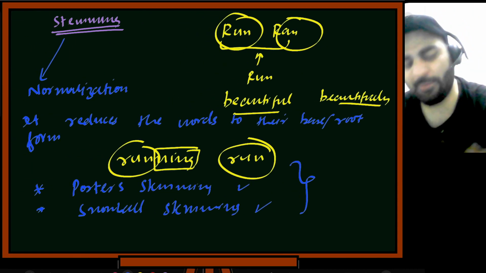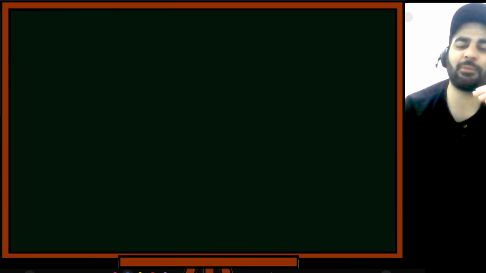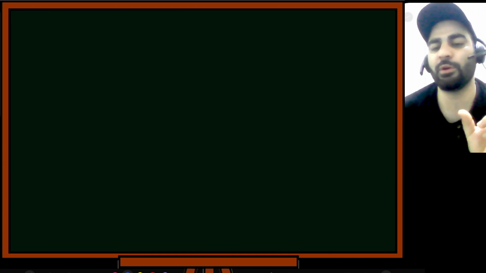And then there are also limitations to this. Everything has a limitation. For example, you can overstem a word. Let's suppose you have the words universe and university, and maybe your algorithm may consider university and universe as the same thing. It may cut down the words and convert both of them into universe.